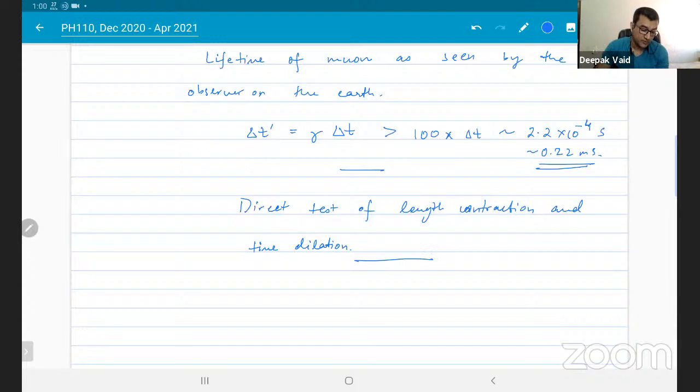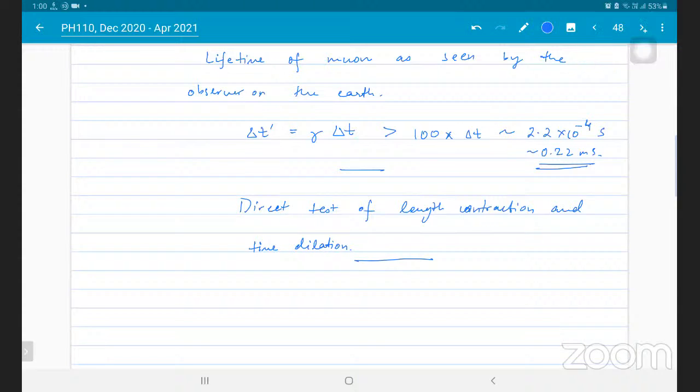Okay, so I'll stop here for today, and hopefully I'll be able to figure out that derivation of length contraction, and I'll give it a better treatment in the next class. And the next class will be, today is Thursday, next class will be on Monday. Okay, so I'll see you then.